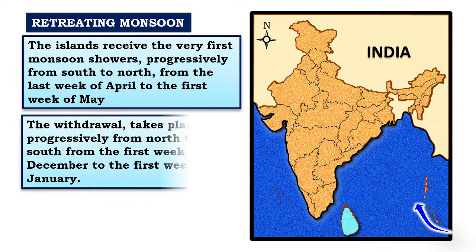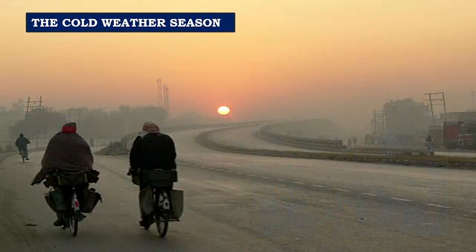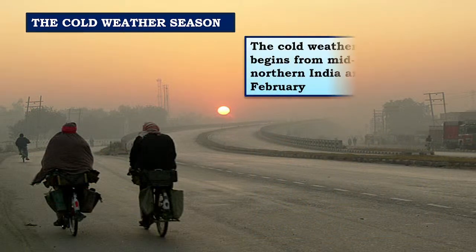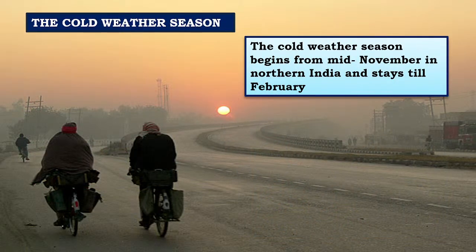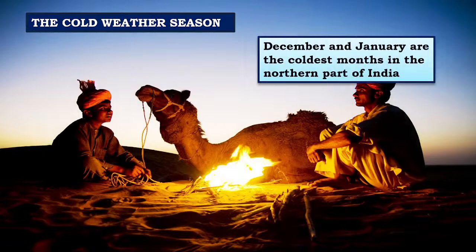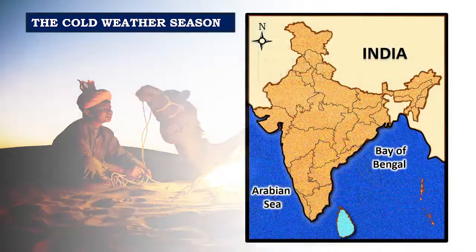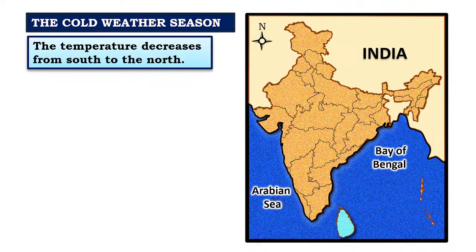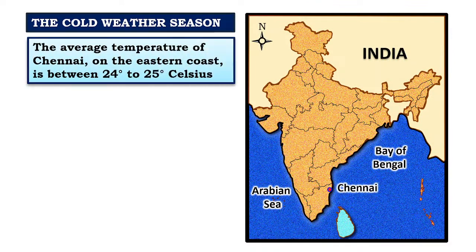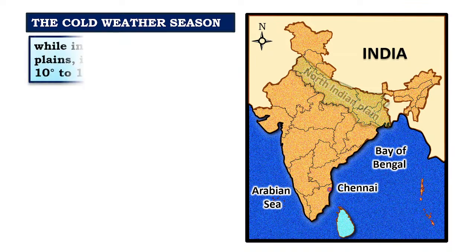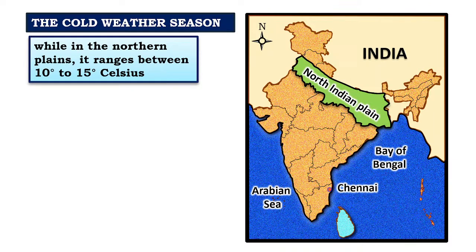Okay, so from here a wind is coming and there is rain here. Now the cold weather season. Okay, so this is the typical scene here in North India. People will have a blanket and all. And in December and January, the coldest months in the northern part of India, there will be cold waves. The temperature decreases from south to north. Okay, and on average, Chennai is still lucky, having a temperature of 24 degrees Celsius. Okay, even now the AC will run in Chennai. Okay, next in the northern plains, the temperature will go to 10 to 15 degrees Celsius.